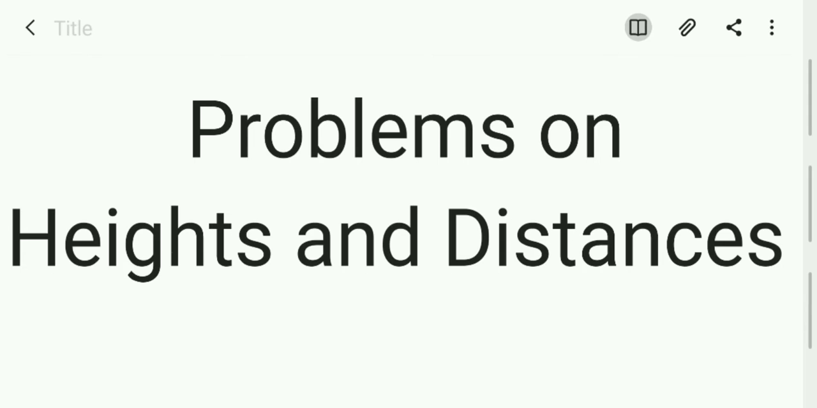So in today's session we will be discussing the problems related to heights and distances. Okay, so let's start with the very first problem. Now a circus artist is climbing a 20-meter long rope which is tightly stretched and tied from the top of a vertical pole to the ground. Okay, so now what does it state?